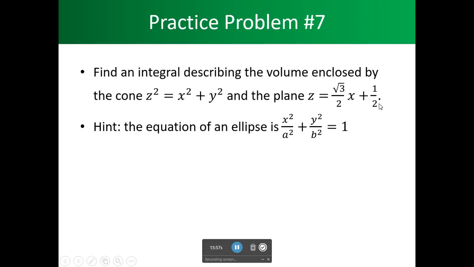Okay, your final practice problem will be: find the integral describing the volume enclosed by the cone z squared equals x squared plus y squared, and the plane z equals the square root of 3 over 2 x plus 1/2. Hint, the equation of an ellipse is similar: x squared over a squared plus y squared over b squared equals what?